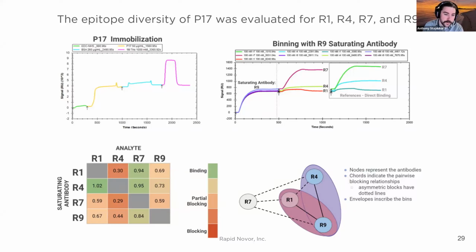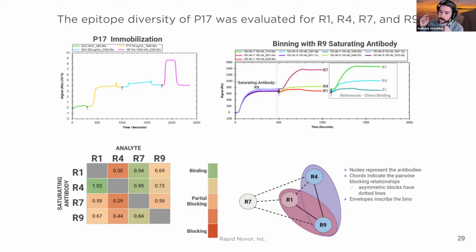But of course, on this slide we're showing you that we're actually able to do some binning experiments where we saturate the sensor with one of the antibodies of interest. In the example here that I'm showing, we're saturating the sensor with the R9 antibody, so that the R9 antibody is binding to your antigen of interest, and then we flow over the other antibodies that we had.